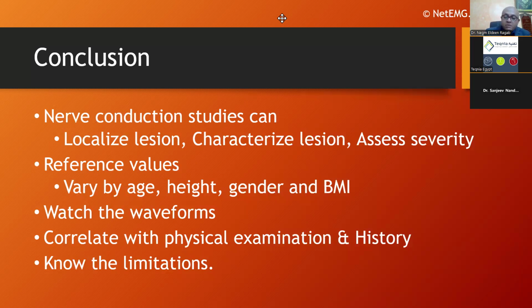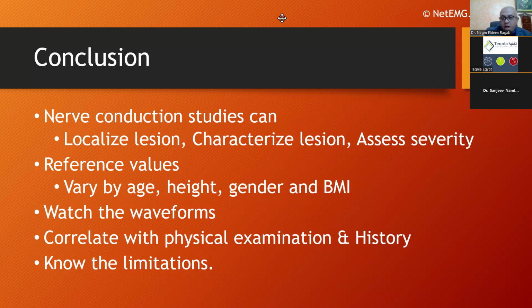Yeah. The distance is measured from the stimulation site to the rough location of the root. So you will measure it to the spinal cord at the appropriate spinal process. So that's the way you will measure the distance if you are calculating the F wave velocity.